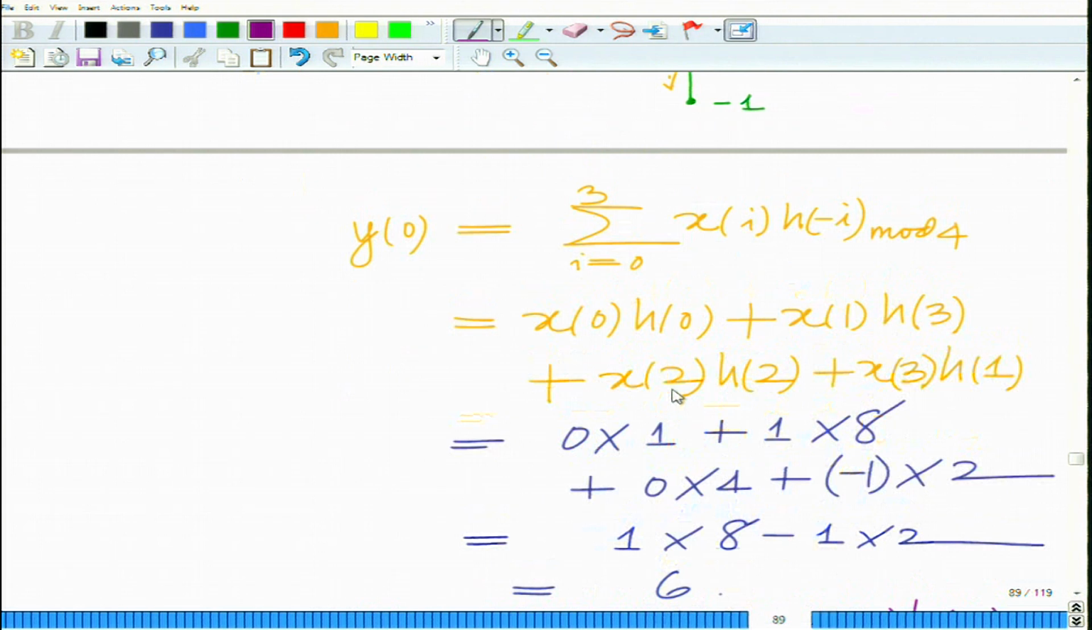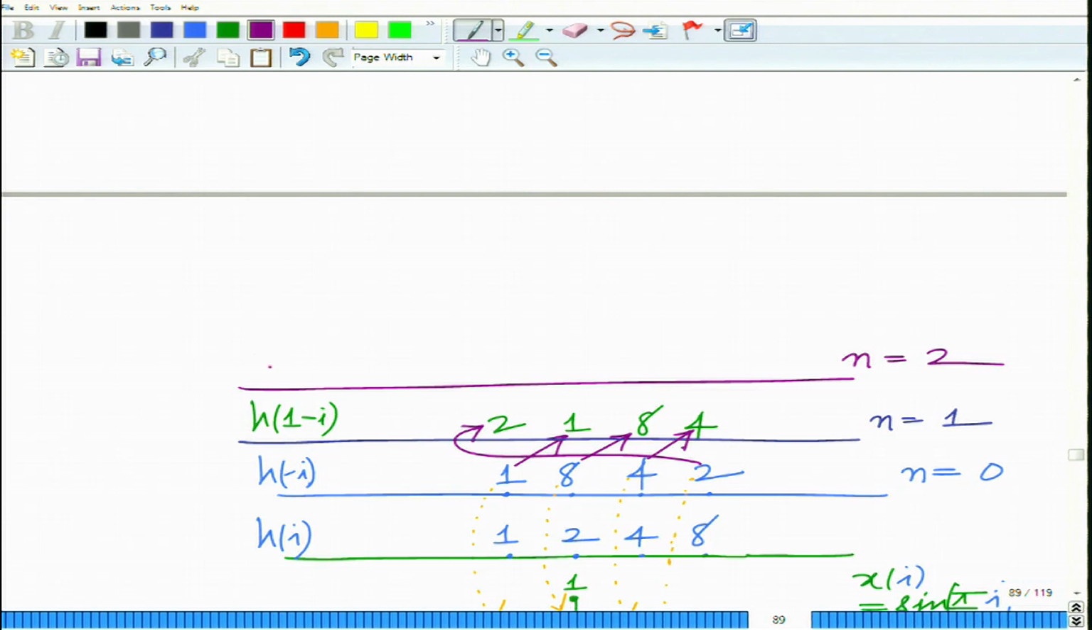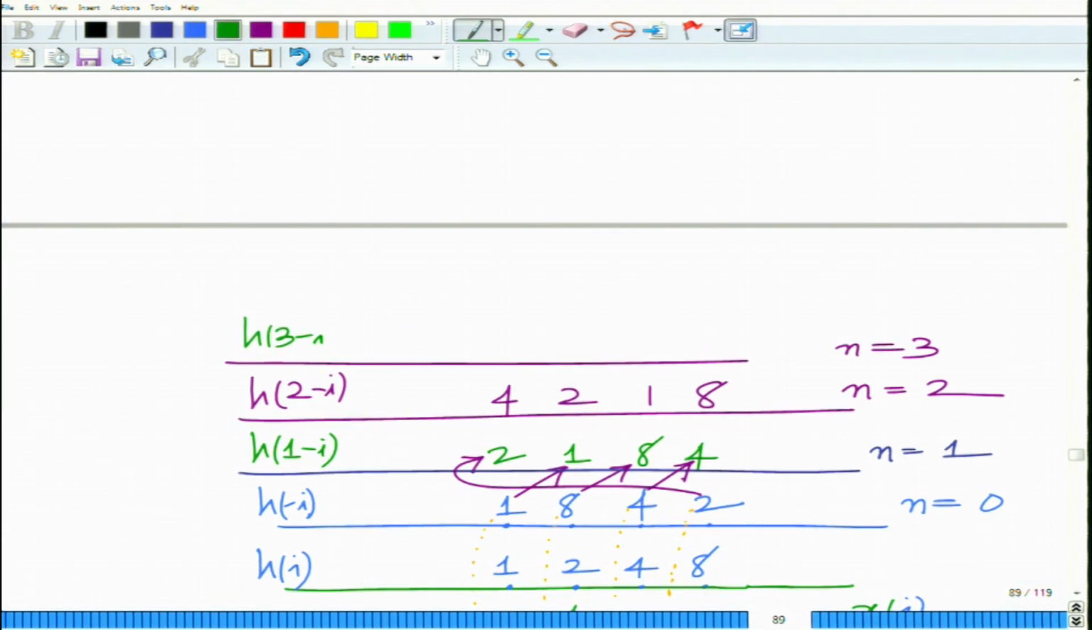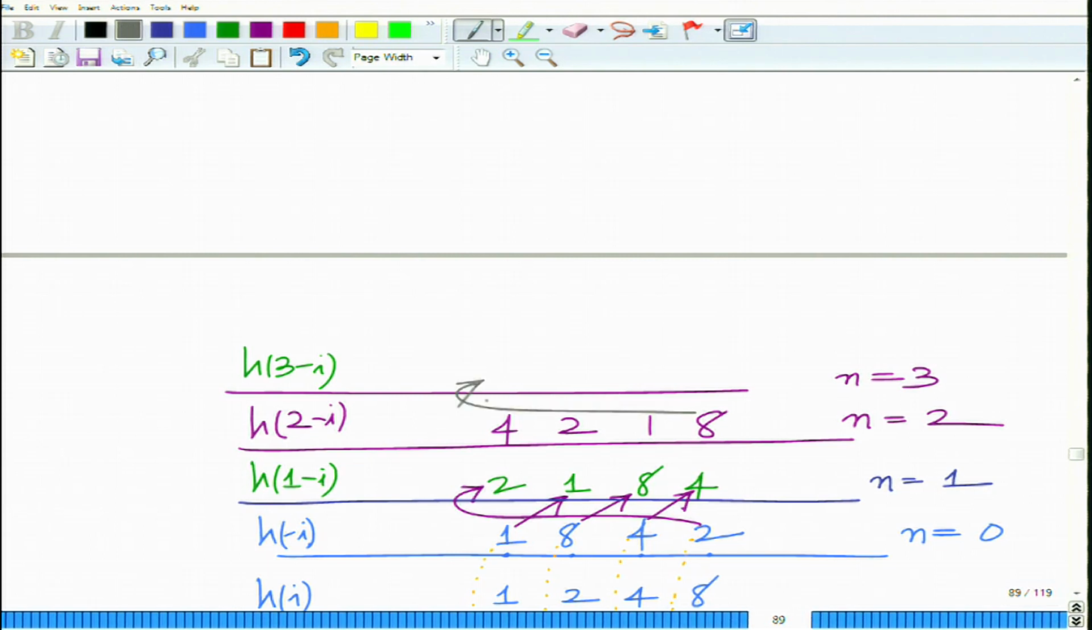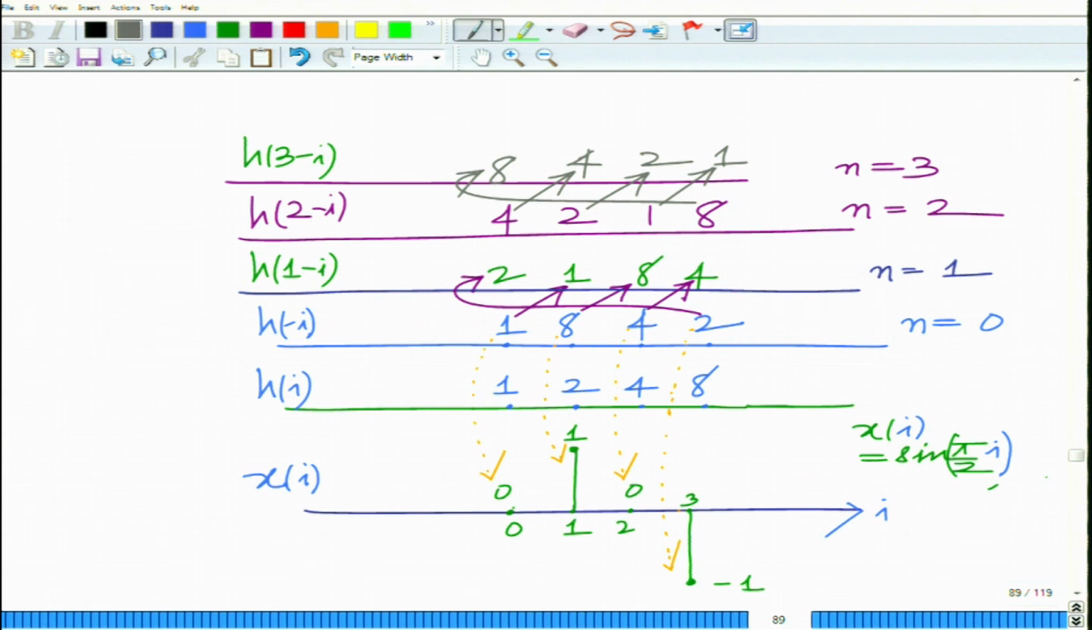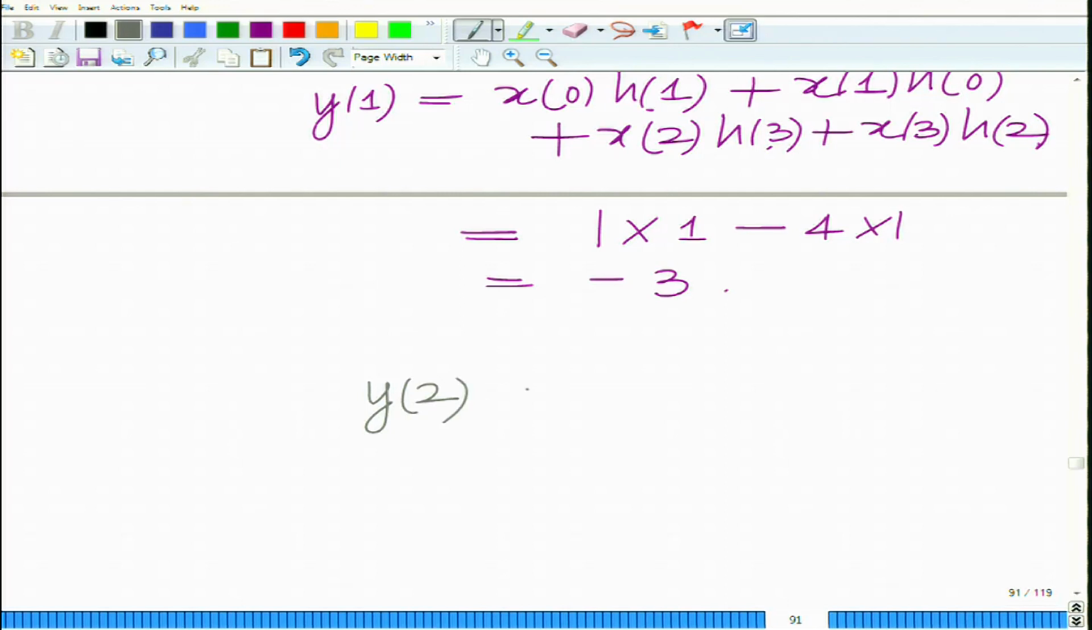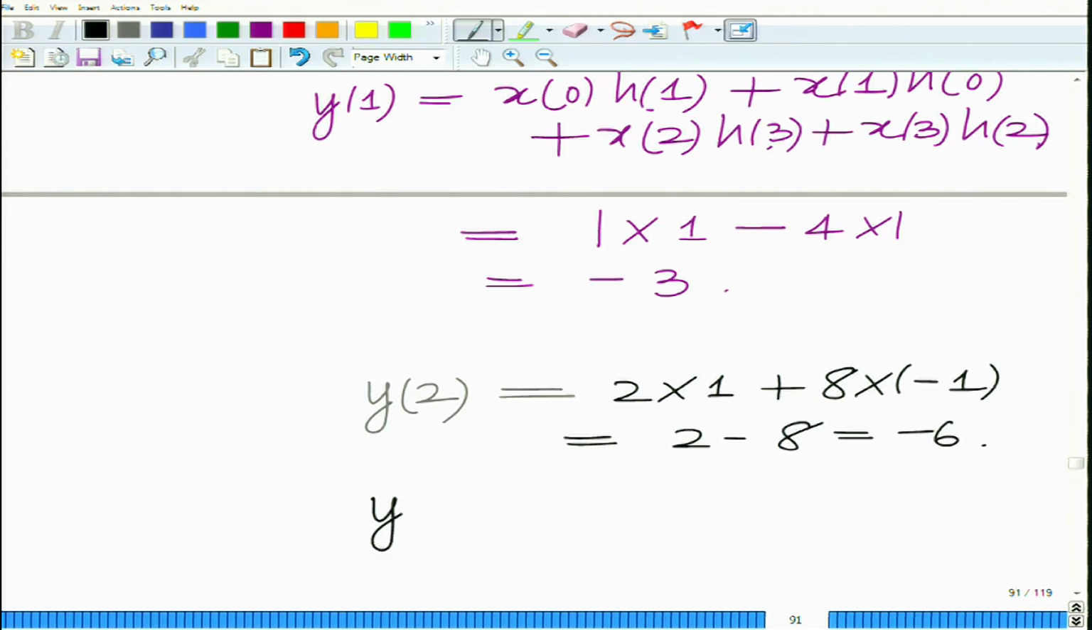Okay. And the next time instant again, n equal to 2, you have h of 2 minus i. So, therefore, 4 will move to the right. So, you will have 2, 1, 8, 4, and the next time instant you have n equal to 3. So, you will have h of 3 minus i, and what you will have here is the 8 will move to the left and each will move one step to the right: 8, 4, 2, 1. Okay. And you can calculate again the circular convolution. What you will have is y of 2 equals 2 into 1 plus 8 into minus 1, that is 2 minus 8 equals minus 6, and y of 3 equals 4 into 1 plus 1 into minus 1, that is 4 minus 1 equals 3.